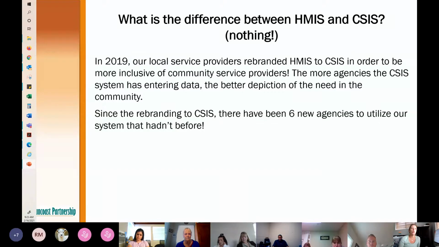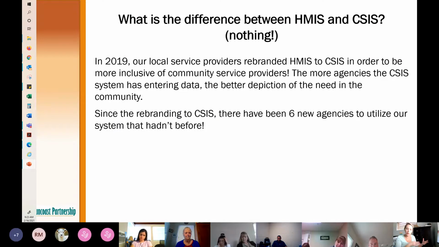So in order to become more inclusive, we got together as a CSIS committee, and a bunch of acronyms were thrown around, and later it was narrowed down to Community Services Information System, CSIS. Since that rebranding, we have had 6 new agencies come on board that had not been using our system before.